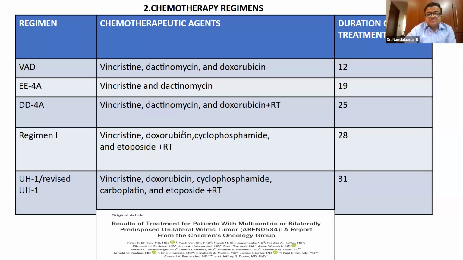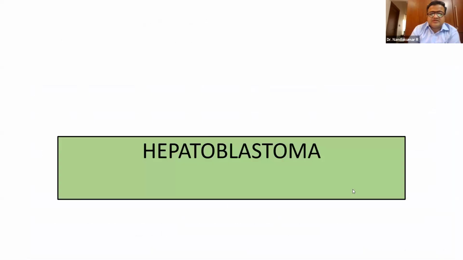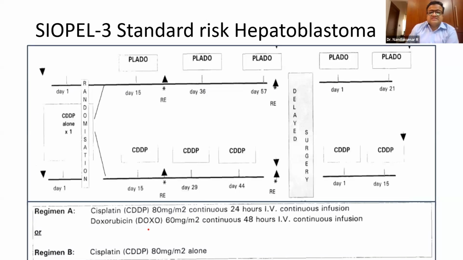Suppose you have clear cell sarcoma, it is never bilateral, but suppose you have any doubtful findings on one side, then you're supposed to treat according to that regime. The other regimes are your regimen I and UH1. Now, UH1 is similar to the intense protocol that we use for sarcoma, which is your VDC alternating with carboplatin, and it represents quite an intense regime with high rates of febrile neutropenia, and the duration is also longer, wherein you give it for 31 weeks. I'll not cover RT because that is not the scope of this lecture.